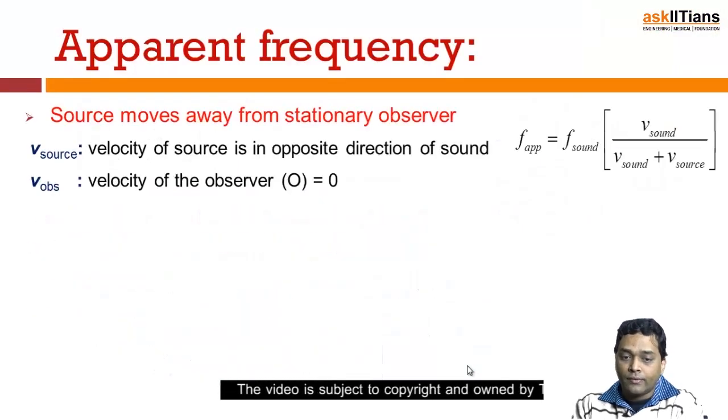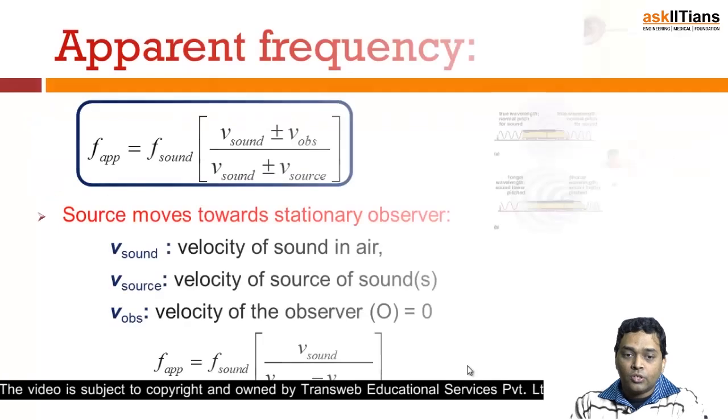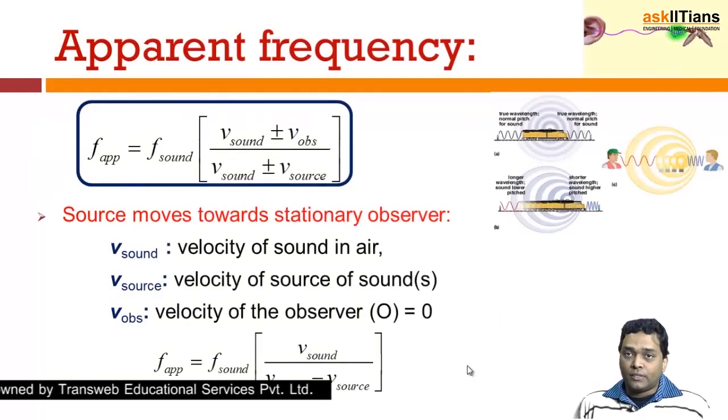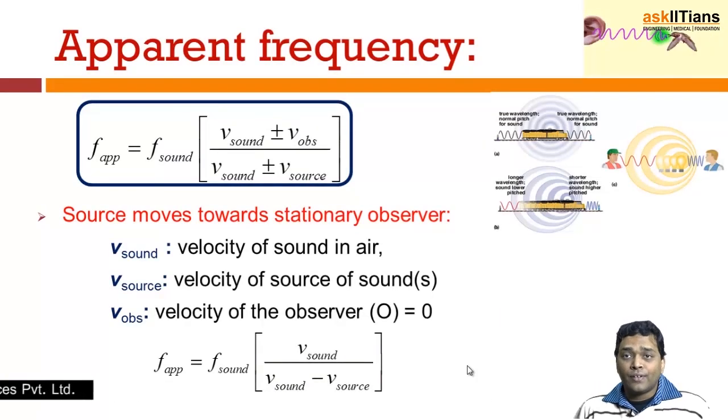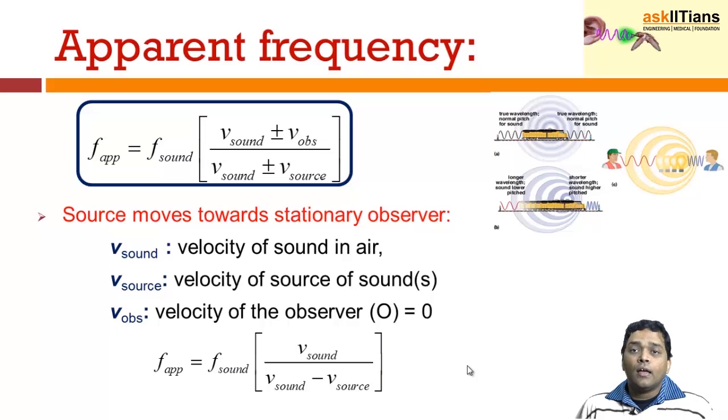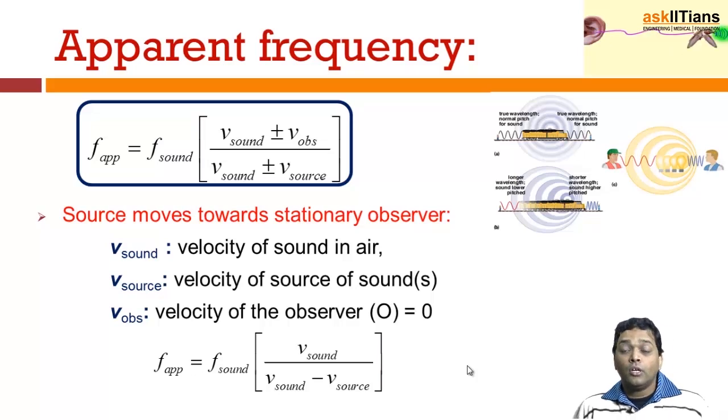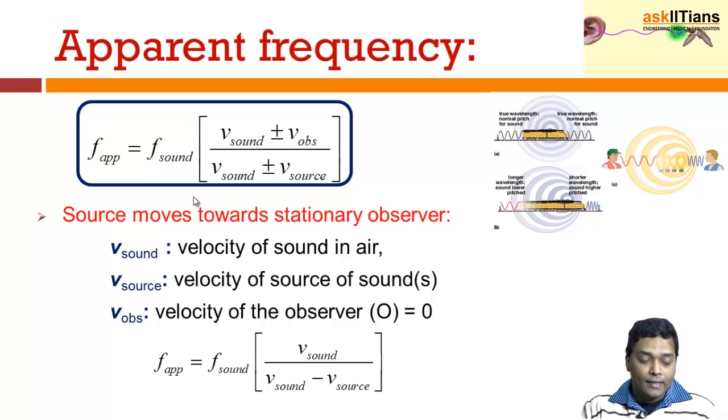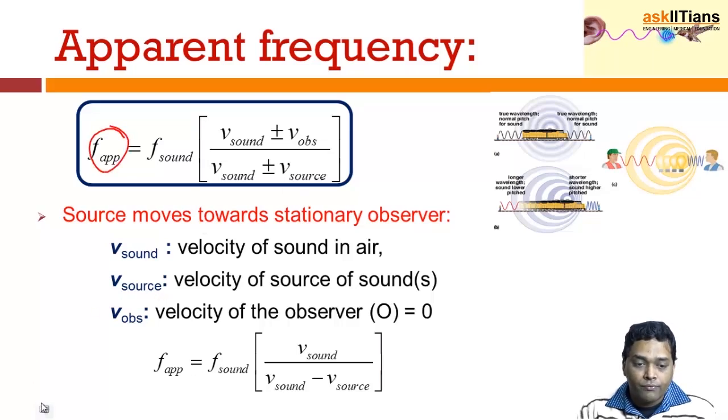The apparent frequency is the frequency that is observed under the circumstance when there can be an observer moving towards the source or away from the source, or similarly the source moving towards the observer or away from the observer. So the apparent frequency is defined as follows.